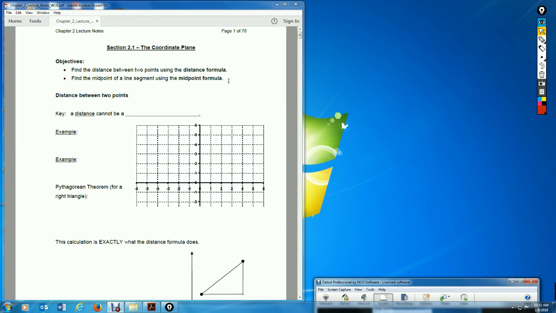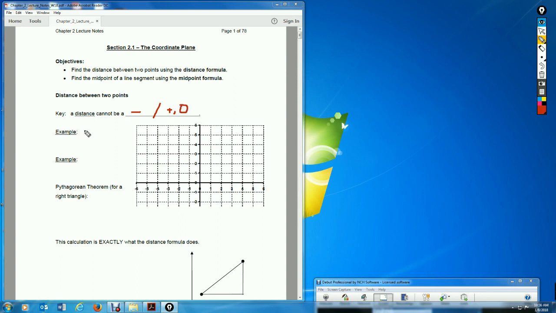All right, so starting with the distance formula, to find the distance between 2 points on the coordinate plane. The first key is that a distance, by definition, cannot be a negative quantity. It can only be either positive or 0 if they're the same point, right?